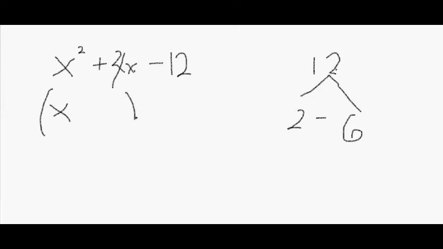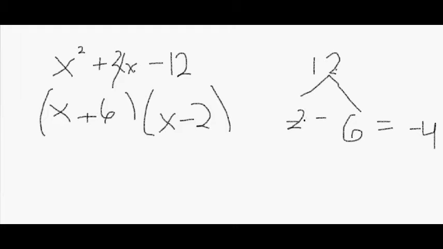So we have x and x. The larger number will be positive. So this will be x plus 6, and this will be x minus 2. I'm sorry. And when you use the FOIL method, you'll see the exact answer. Because what we're looking for is what two factors will give us 4: negative 2 plus 6 gives us positive 4, and 2 times 6 is 12. So that's the theory behind it.